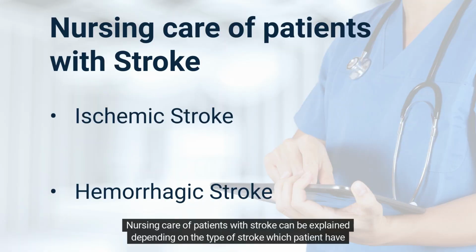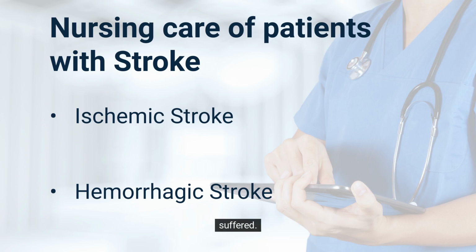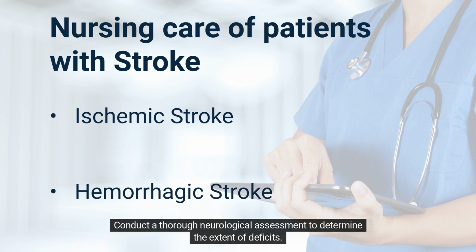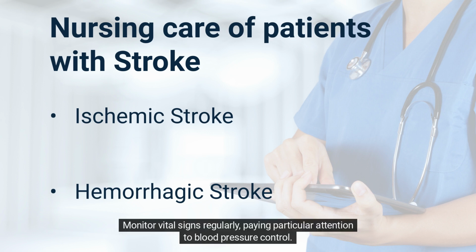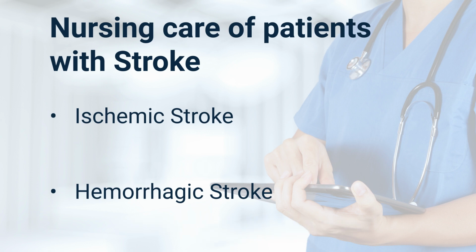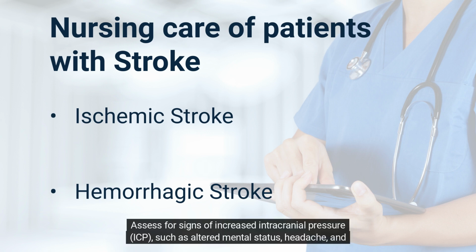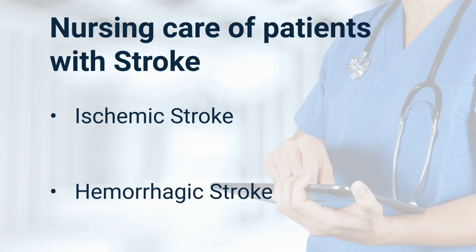Nursing care of patients with stroke can be explained depending on the type of stroke which the patient has suffered. For ischemic stroke patients, patient assessment. Conduct a thorough neurological assessment to determine the extent of deficits. Monitor vital signs regularly, paying particular attention to blood pressure control. Assess for signs of increased intracranial pressure, ICP, such as altered mental status, headache and vomiting.